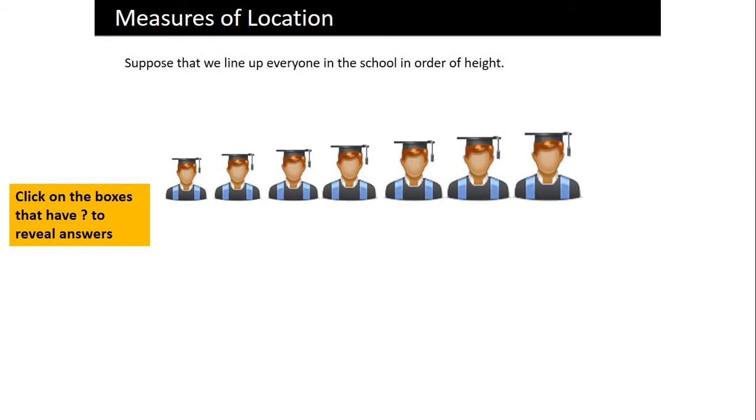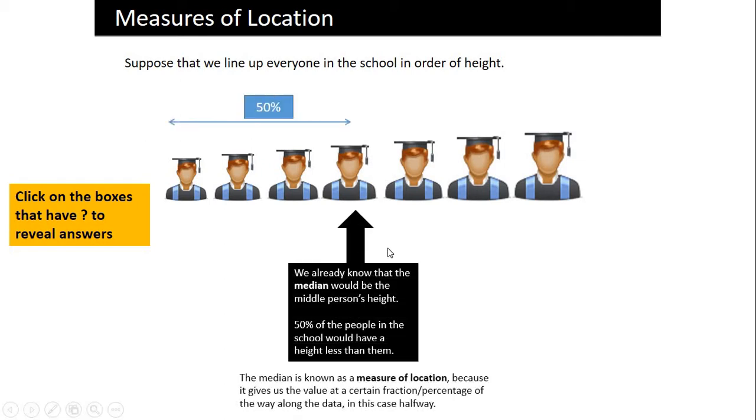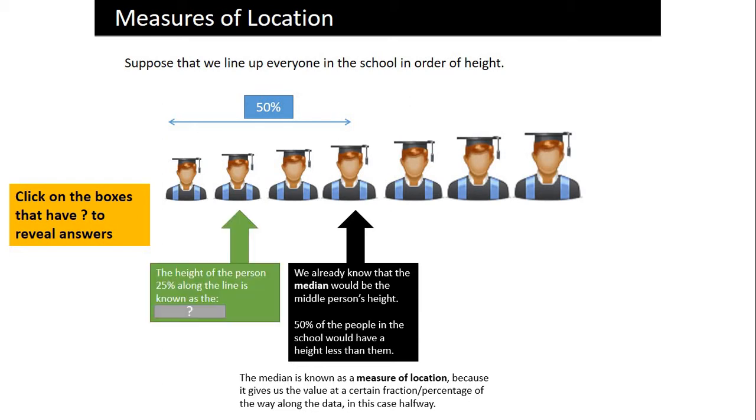Measures of location. Suppose that we line up everyone in the school in order of height. We already know that the median would be the middle person's height, so 50% of the people in the school would have a height less than them. The median is known as a measure of location because it gives us the value at a certain fraction or percentage of the way along the data, so in this case halfway or 50%.